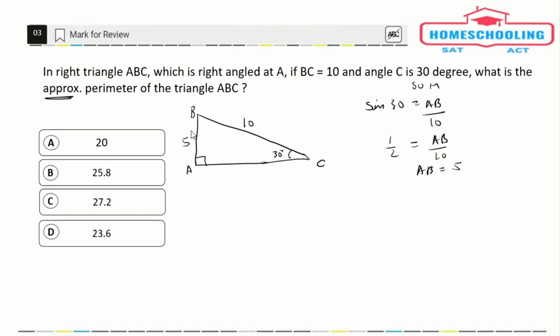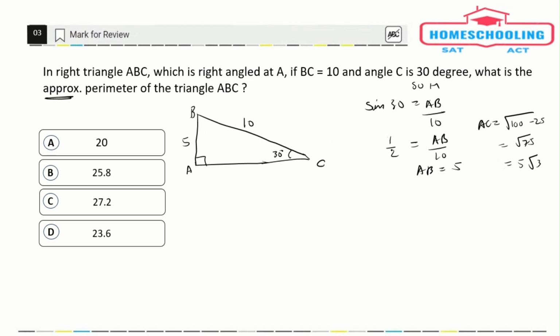And by using the Pythagoras theorem, we can find AC. So AC would be under root 10 square, that would be 100 minus 25. So that would be under root 75, which is equal to 5 root 3. So this is your traditional method to find all the sides of ABC.